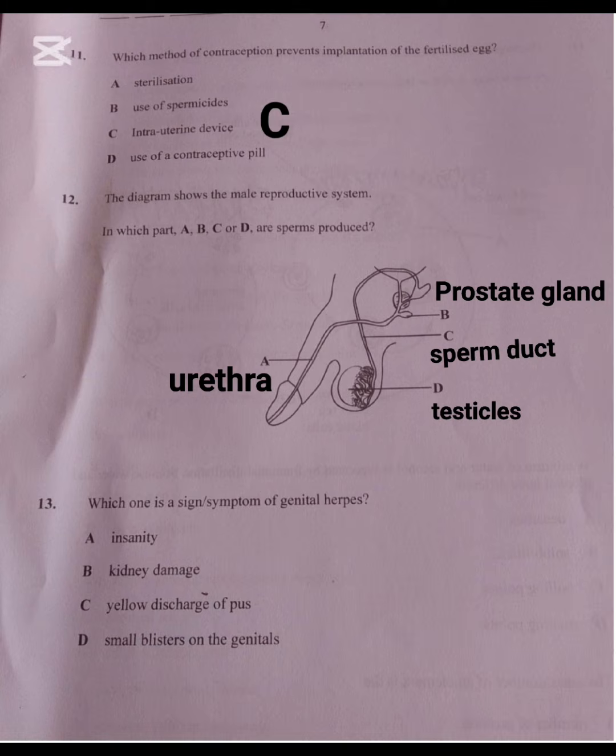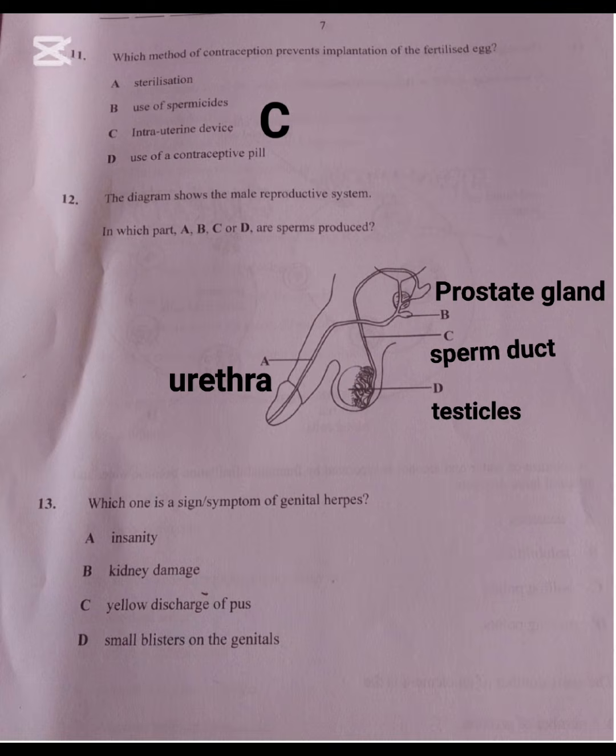You also need to be able to label the male reproductive system. So A is known as urethra, and then B is the prostate gland, C is the sperm duct. On number 12, it means that D is the one that qualifies to be the correct answer. Let us proceed to number 13.